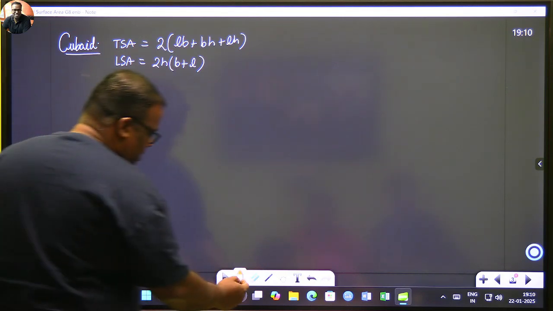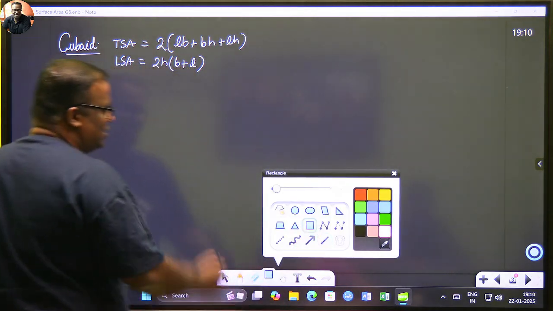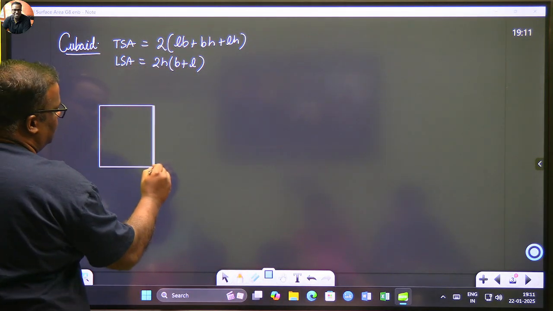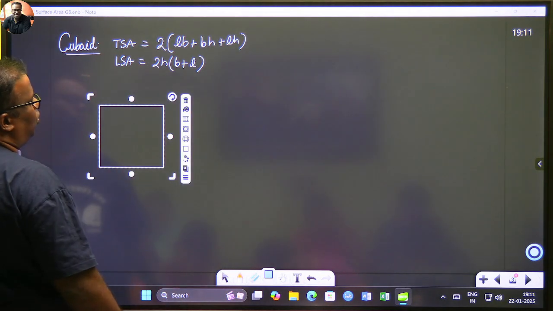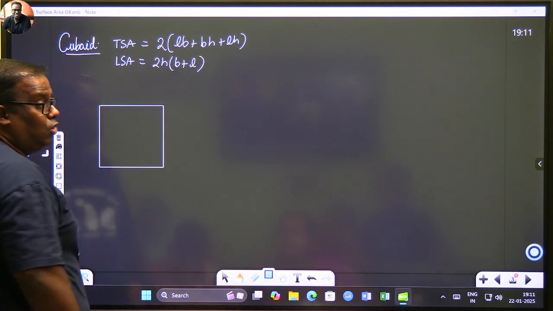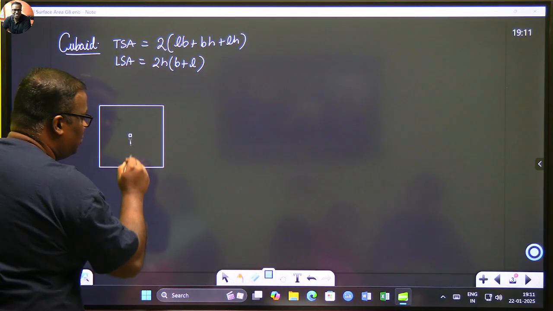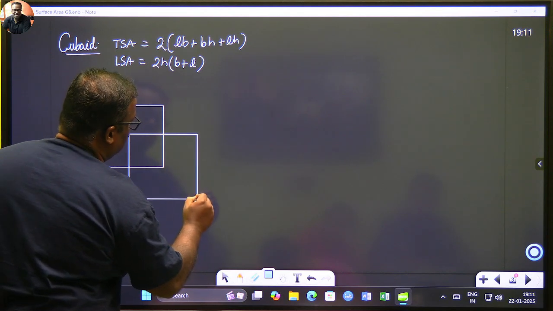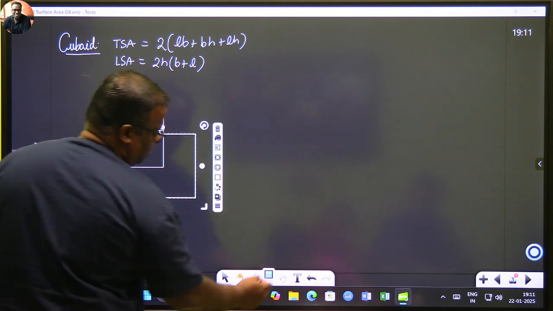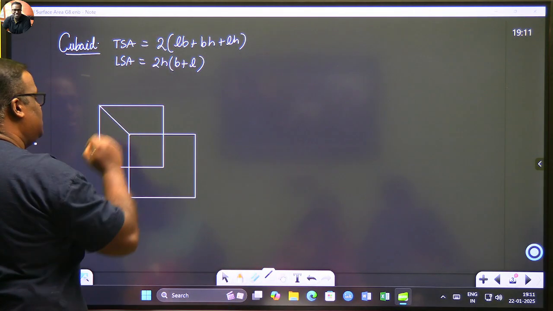Now there is a cousin of cuboid who is known as cube. Very good. So let's think of a cube. Cube का जन्म किससे हुआ है? Cube has been born from a square. Cuboid has been born from a rectangle. Cube has been born from a square. So let's take a cube. Okay. And let's join these.